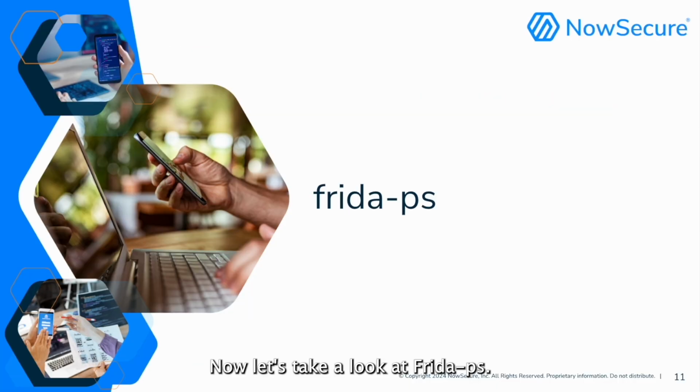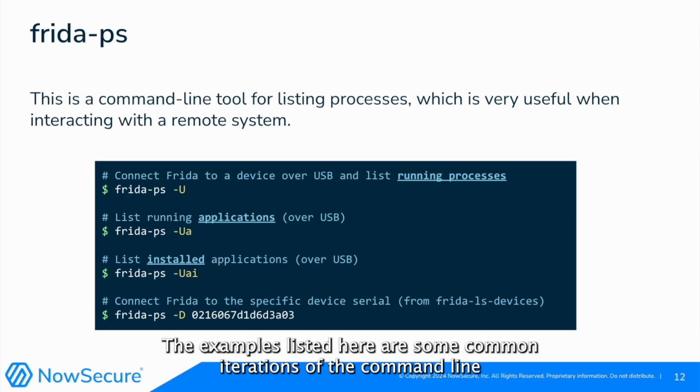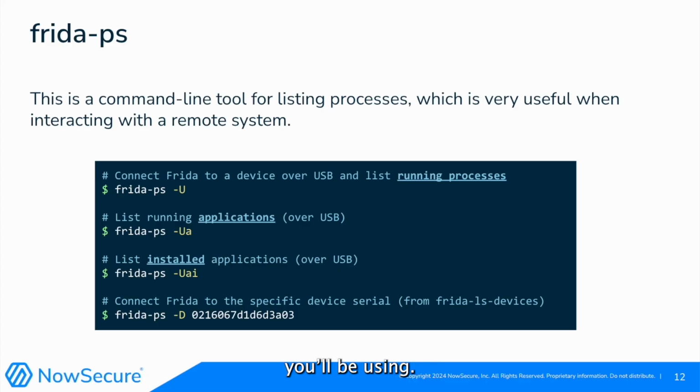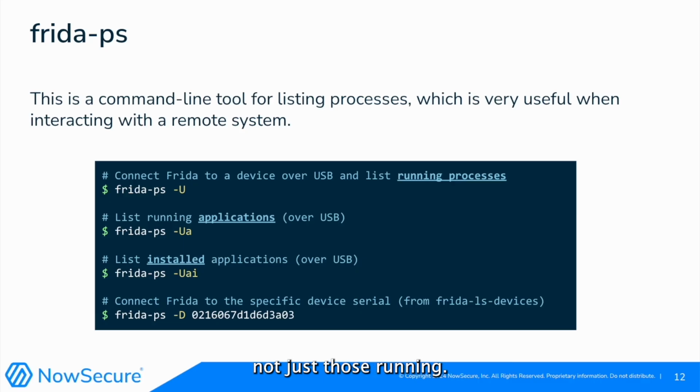Now let's take a look at Frida PS. As you might have guessed, Frida PS is used to list processes on our target device. The examples listed here are some common iterations of the command line you'll be using. Simply using the -U flag will list all running processes on the device connected via USB. Adding a lowercase a to that flag will list only the running applications. Now, adding a lowercase i will list installed applications, not just those running.